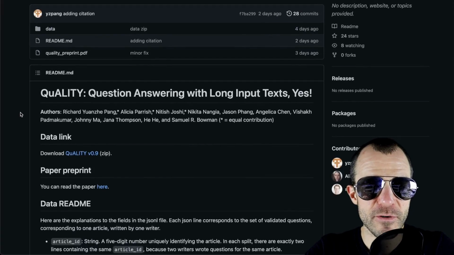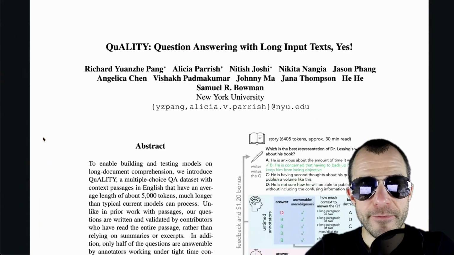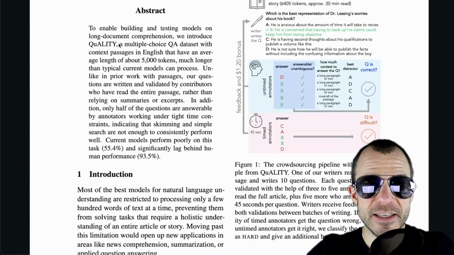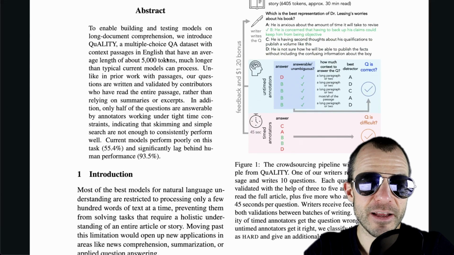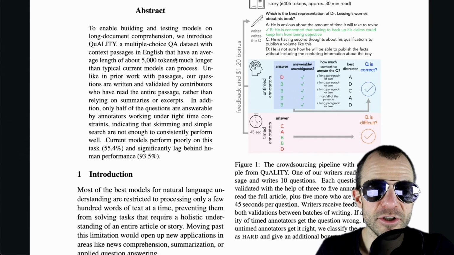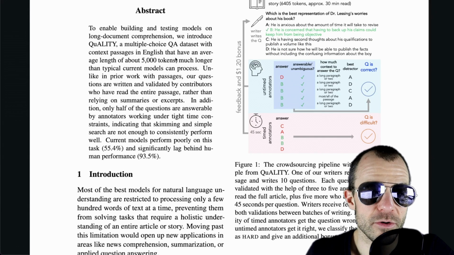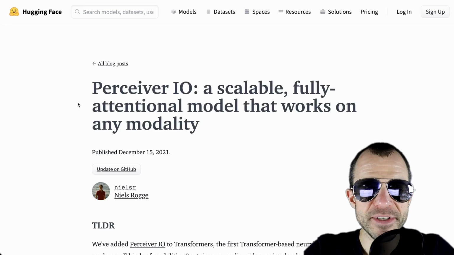QuALITY is a benchmark for question answering with long input text. There's also a paper to go along with this, and this is a multiple choice QA dataset with context passages in English that have an average length of about 5,000 tokens. So this is much longer than typically current models can process, the paper writes. So if you want to compete here, you have to be a little bit tricky.